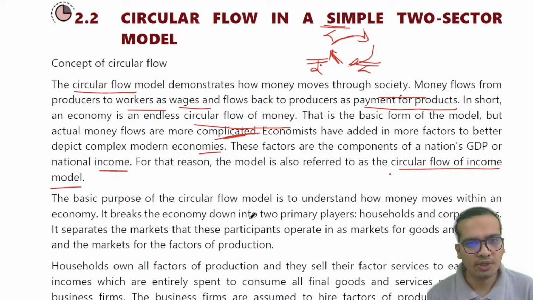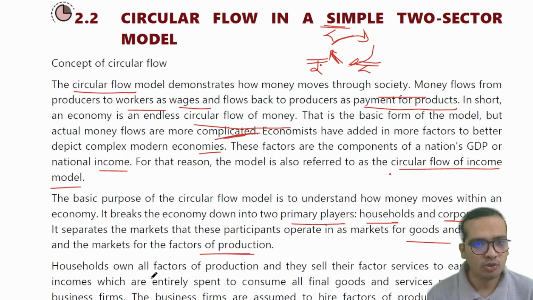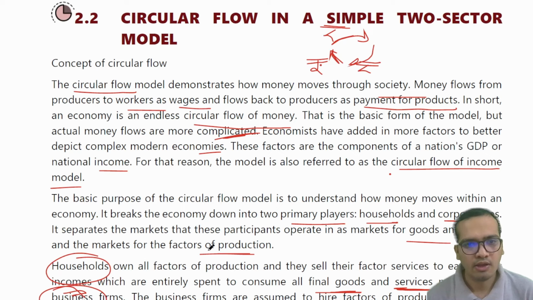It breaks the economy down into two primary players. First, households, and second, corporations. It separates the markets that these participants operate in as the market for goods and services and the market for the factors of production. Households own all factors of production and they sell their factor services to earn factor incomes, which are entirely spent to consume all final goods and services produced by the business firms. So the spending of households is to business firms.